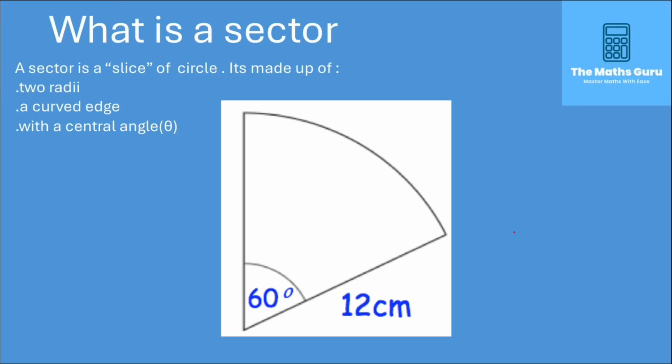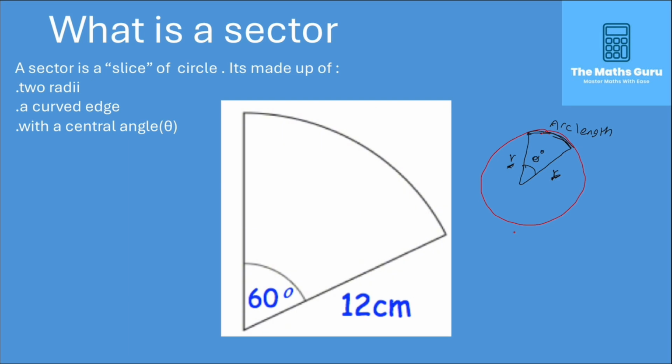A sector is a slice of a full circle, and it is made up of two radii, which is the plural of radius, and a curved edge known as the arc length. This is my drawing of a sector. Imagine the whole circle, and you take a slice out of it with the angle theta degrees. This is the arc length, made up of two radii and a central angle theta.